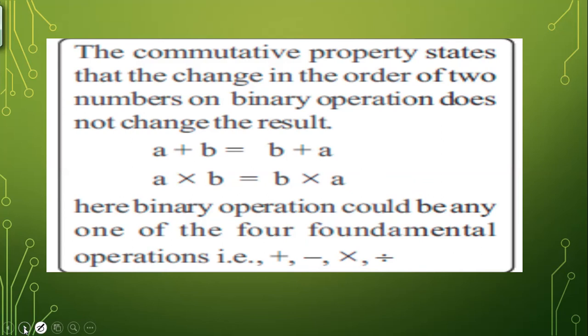Here binary operations means fundamental operations. The four fundamental operations are called binary operations. In those operations, you take any two numbers with any operation, you change the order, and the result is not changed, then it satisfies the commutative property. Okay. Now let us take an example and explain it.